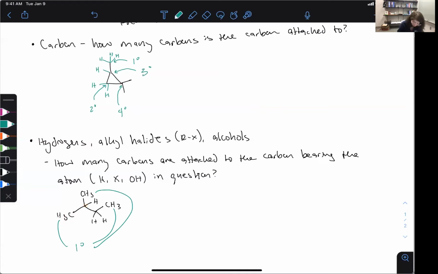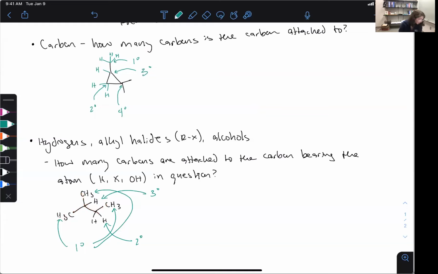Okay, so for this H, that hydrogen is on this carbon, which is attached to 3 other carbons. So this one is tertiary. Okay, and then we have those ones, those H's are attached to that carbon, which is attached to 2 other carbons. So that is secondary.